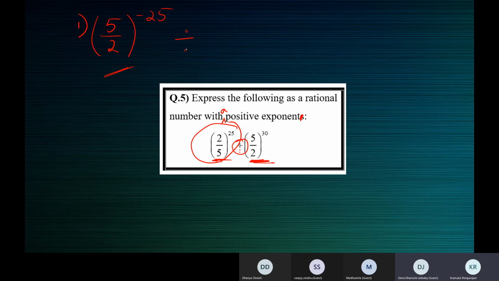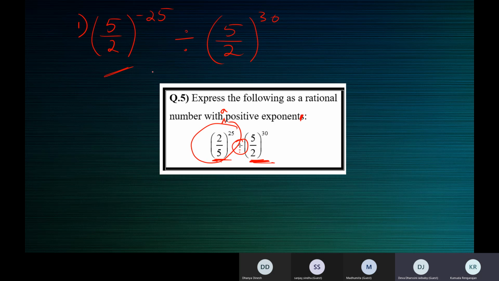Now continue writing, divided by 5 by 2 to the power 30. Am I right, children? All of you agree with this? See the idea. Now your question is, why did you do this? The idea is to have the base 5 by 2. So where the base is 5 by 2, leave it. Don't disturb that. Where the base is not 5 by 2, make it 5 by 2 by writing the equivalent of that expression. 2 by 5 becomes 5 by 2, 25 becomes minus 25. Reciprocal of the base, negative of the power gives the equivalent of the expression.